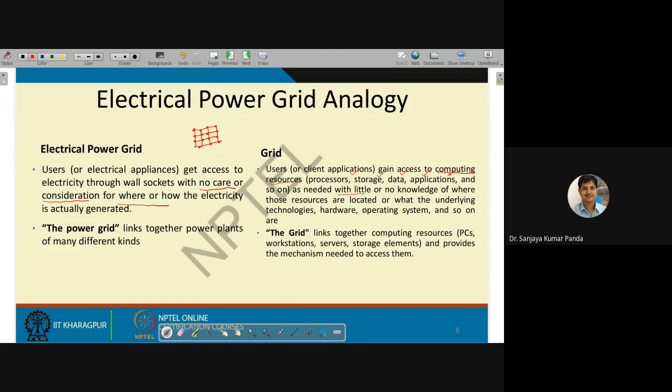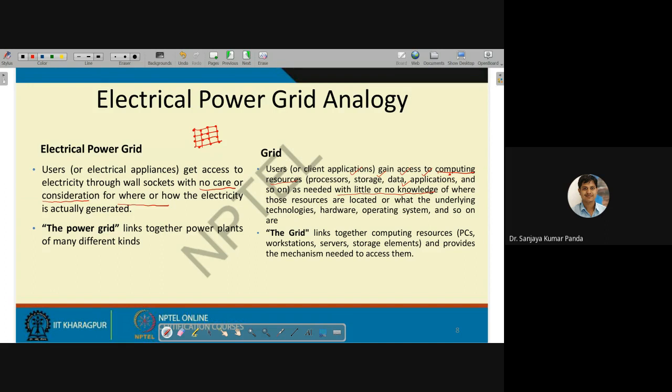And you have little or no knowledge of where those resources are located. In fact, it is no knowledge only, but if you are aware, like if you go for a cloud service provider like Amazon, Amazon has divided the whole world into different regions or availability zones. So by looking at that, you have some knowledge that in this particular place I am getting some resources. So you have very little knowledge or no knowledge of where these resources are located and where these resources are provided to the user.